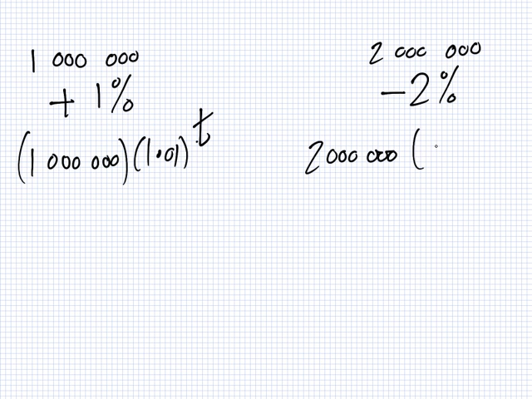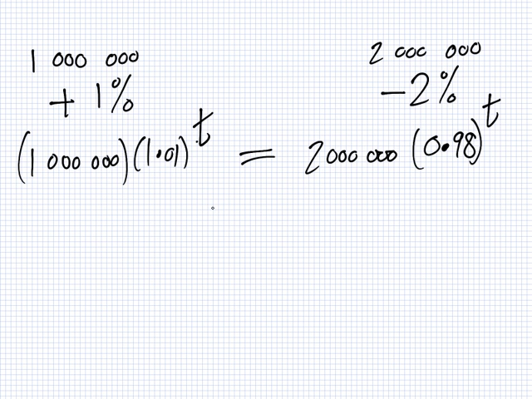And if I decrease by 2%, that means I multiply by 0.98. After 1 year, it's 0.98. After 2 years, it's 0.98 squared. After t years, it's 0.98^t. And I want to know when these are equal. So we find the t.